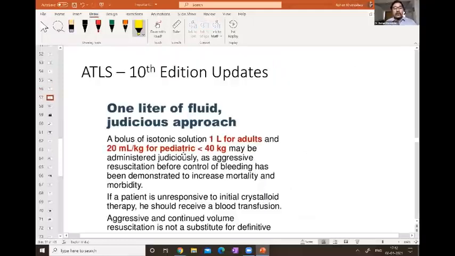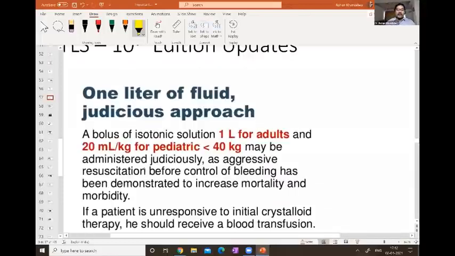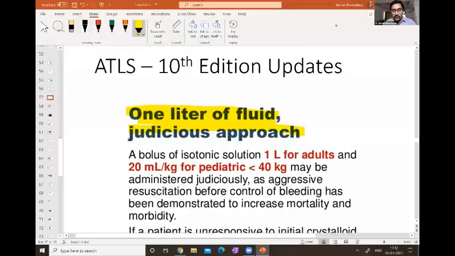Somebody just asked about fluids to be given. There is an update. You should give 1 liter of crystalloid in a trauma patient initially instead of 2 liters. So crystalloids are given initially and 1 liter is given instead of 2 liters. This is another update which you should know.